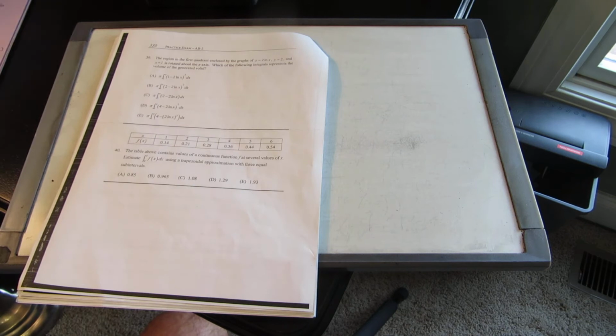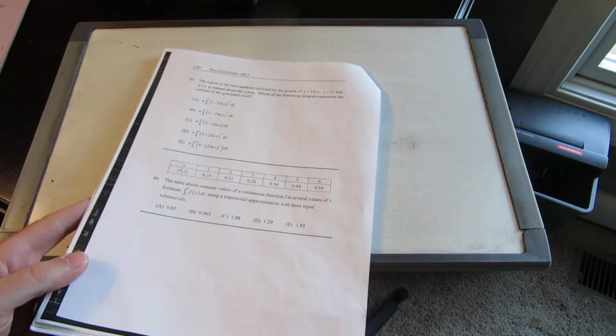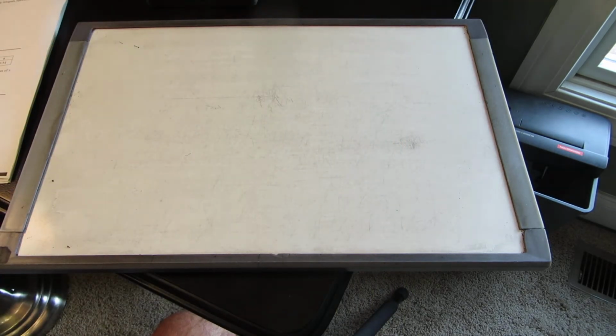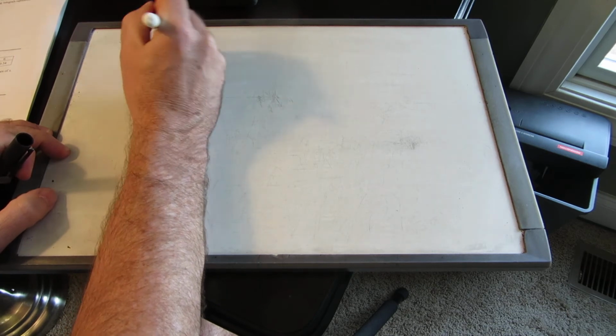Okay, so 39, it's the region in the first quadrant enclosed by the graphs of y is equal to 2 natural log x and y equals 2 and x equals 1 is rotated about the x-axis. Which of the following integrals represents the volume of the solid? Okay, so let's draw that out.